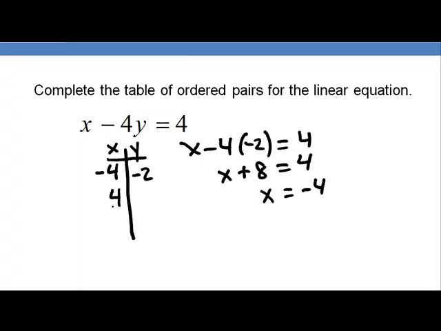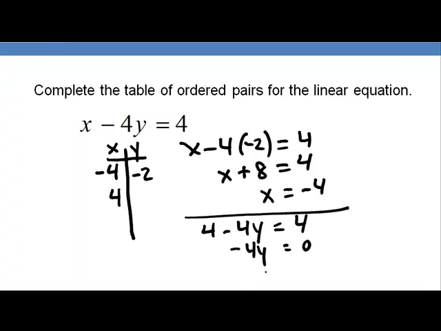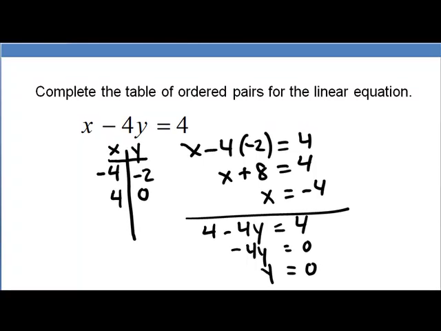And then they're switching and they're giving you the x value. So we plug the 4 into the x. And we subtract the 4 from both sides. And divide by negative 4. I'm out of room, so it's going to equal 0. But this is the same question we did on the previous screen, just written in a different format.